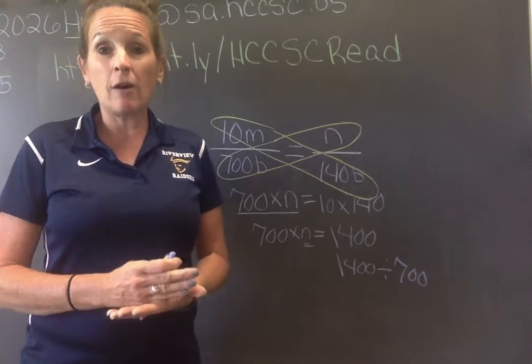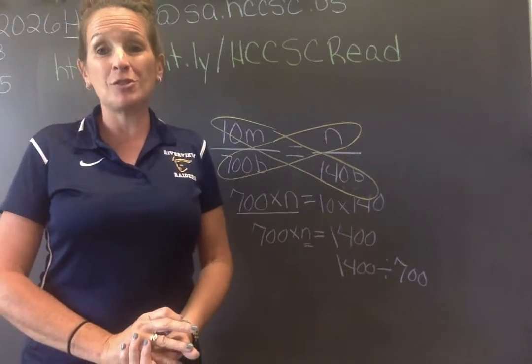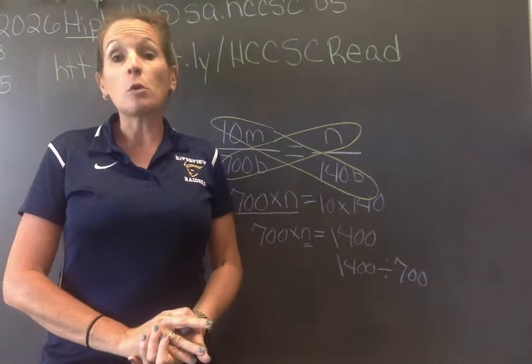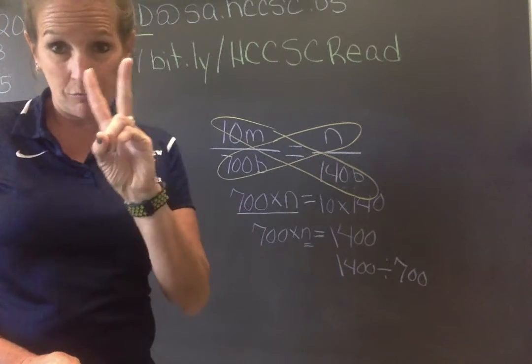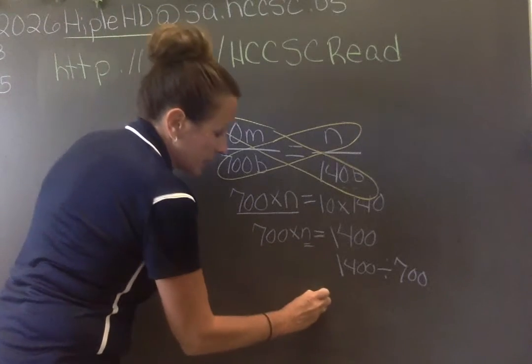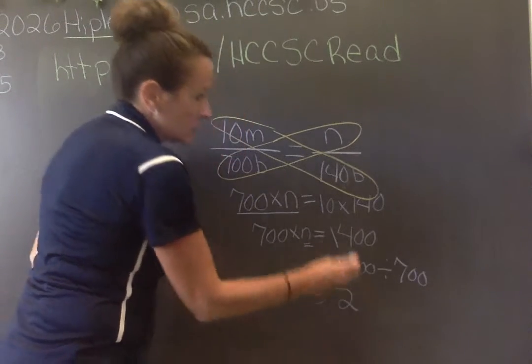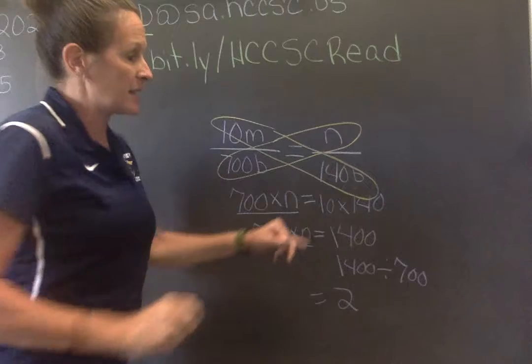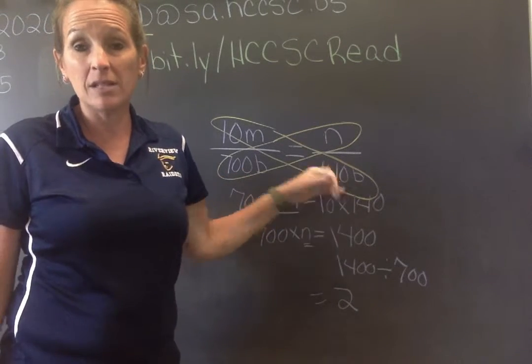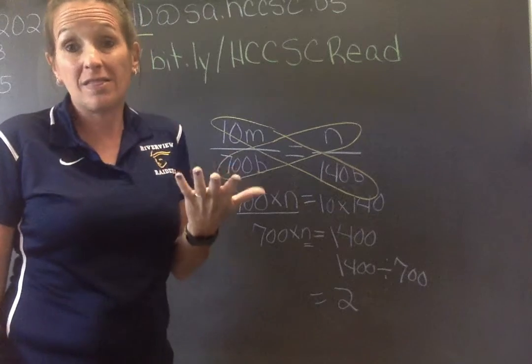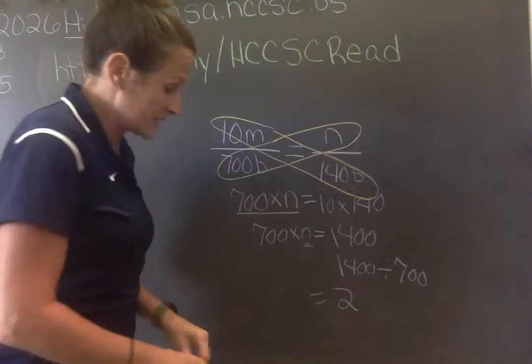You're in middle school now. The math is going to get harder, and you might have to use a calculator more and more. 1,400 divided by 700 is 2. So my answer is 2. So back up here, when it asked how many minutes will it take to beat 140 times, the answer is 2. That's your answer. You're done.